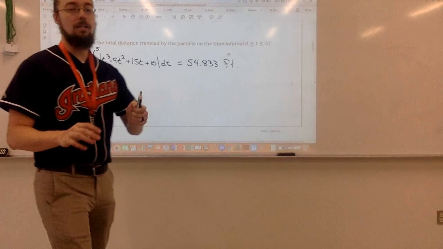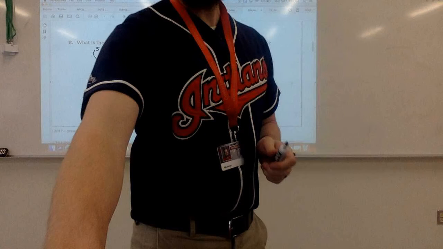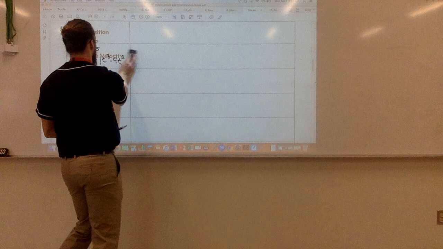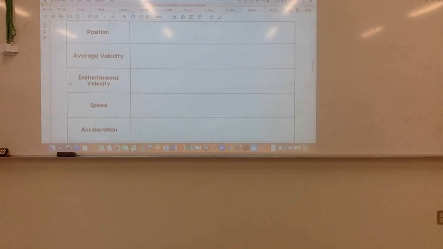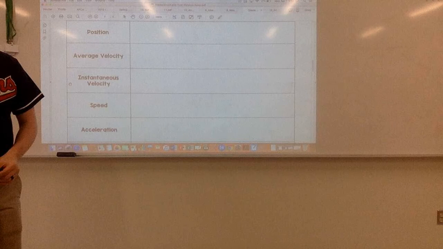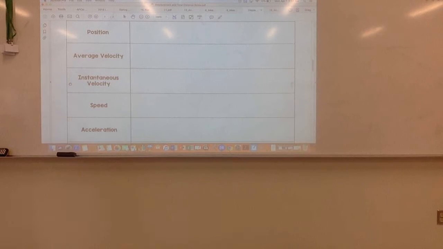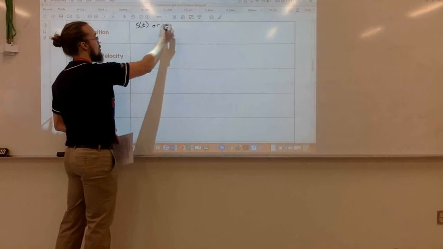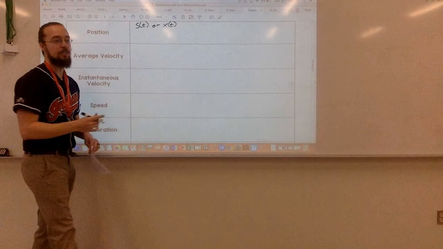Alright, then let's do a quick review on things that we've already talked about. So, the big things that we've talked about with particle motion before are position, velocity, and acceleration. Okay, and then we threw speed in there as well. So, position, usually expressed as s of t or x of t.